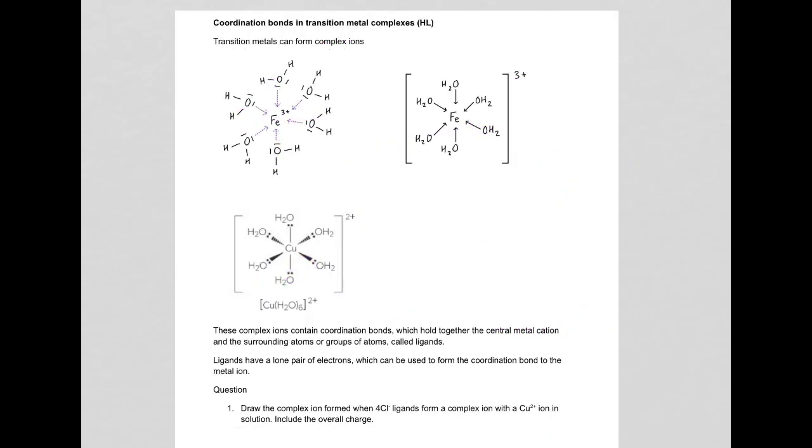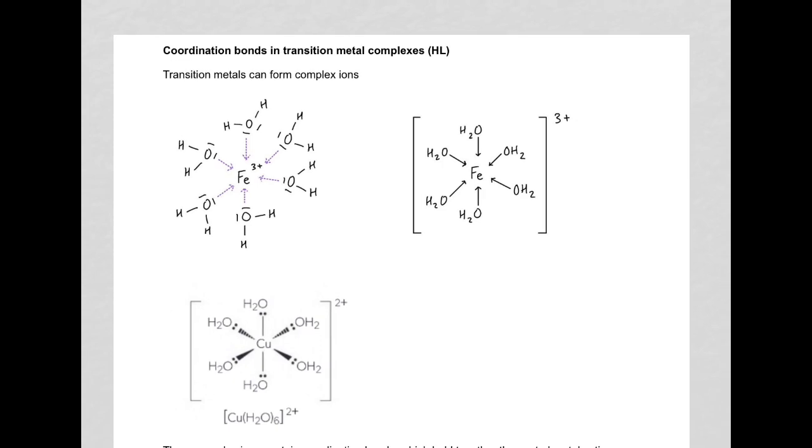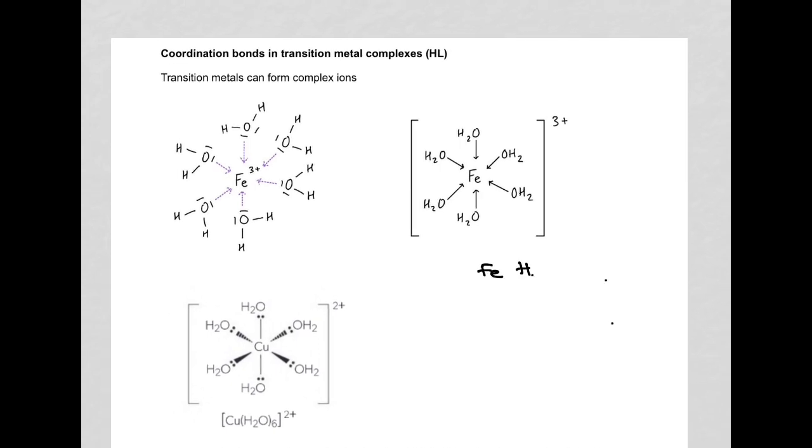Let's now see coordination bonds in transition metal complexes. This is HL. Now, transition metals can form complex ions. Like when we write Fe(H2O)6 with a charge of 3+, this is what we mean. This is the structure that happens. So the oxygen is forming coordination bonds with iron. So there's 6 oxygens forming 6 coordination bonds with Fe3+, and this is how the structure looks like.